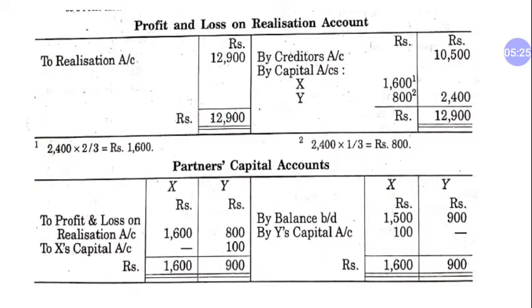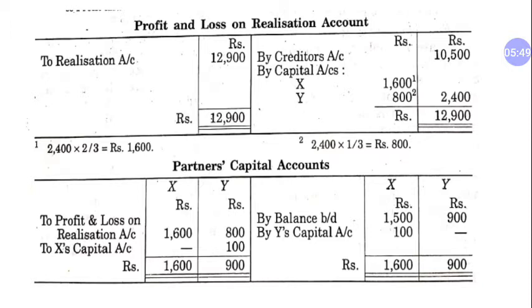First of all, we will transfer their capitals, and the profit and loss realization account balance we will transfer onto the debit side. After that, you can see there is an equal entry: Y's capital account debit to X's capital account. Okay, so this is the adjustment entry which we have to pass at the end of the question.